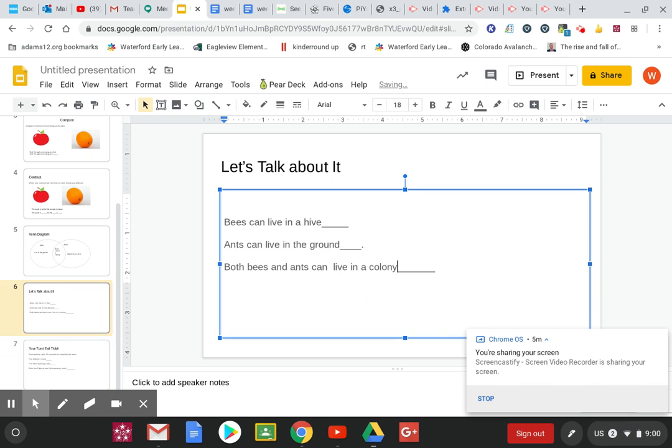All right, guys, I cannot wait to see what you do with this activity today. Remember, in order to hit the target, you need to fill out your Venn diagram and tell me some ways that bees and ants are different.